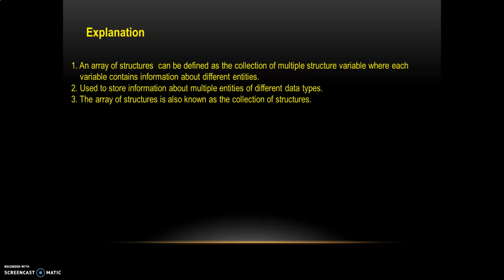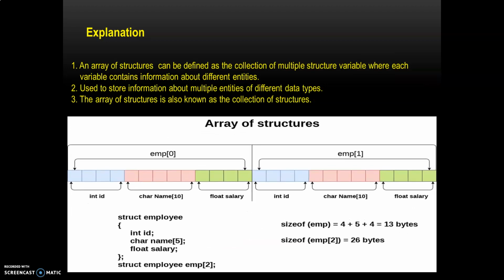So let us have a look at a diagram. Diagram of array of structures. Suppose the first employee is employee 0, the second one is employee 1. Now instead of writing struct employee or struct student s1, s2, s3, I am writing struct employee, and inside it I am writing an integer id, then character name 5, then float salary.